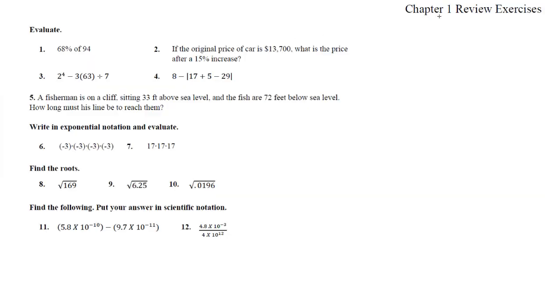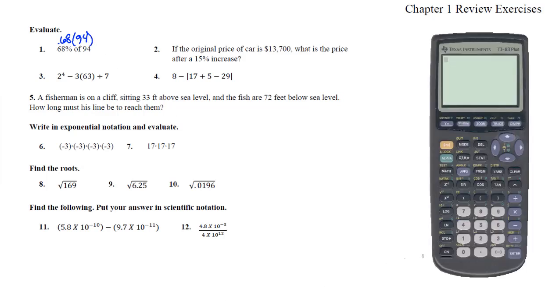Here we are in Chapter 1, Review Exercises with numbers 1 through 12, and we're going to work all these out with the calculator. So if you have your calculator ready, we can do those. 68% of 94, that is 0.68 times 94. Pull out the calculator and see what we get. 0.68 times 94 is going to be 63.92.